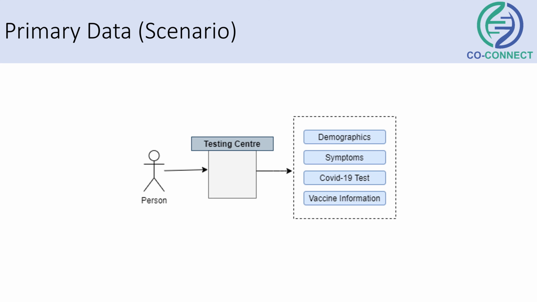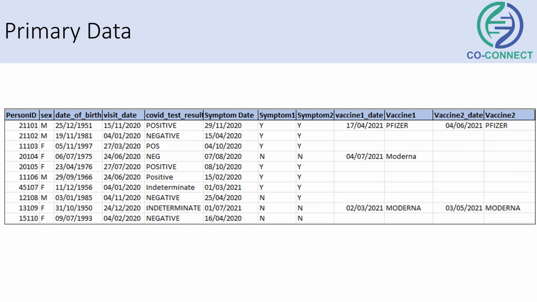Let's assume the data partner's primary data is coming from a COVID-19 testing center, recording the COVID-19 test results, symptoms experienced on the same day, and some kind of demographic information. Each person is also requested to provide their vaccination status then or later in case they haven't been vaccinated by that point. This is a tabular representation of the data collected by the data partner as a result of the scenario discussed in the previous slide.